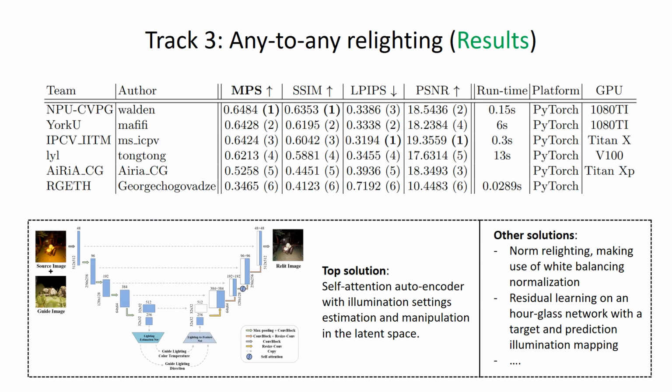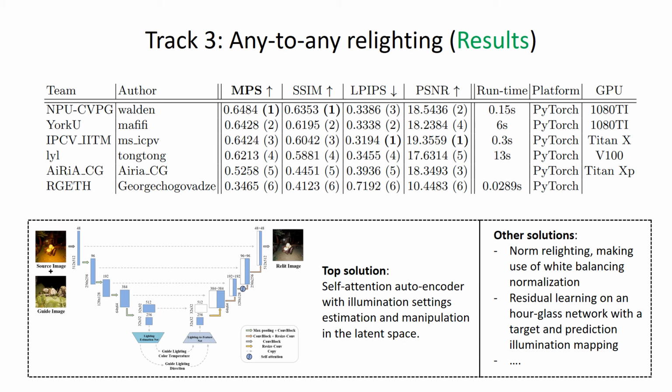We show here the results of the different teams that had final submissions to the test phase of track 3. The same metrics as in track 1 are used and shown in the table above. The top solution uses a self-attention autoencoder with illumination settings estimation and manipulation that happens in the latent space, as shown in the figure on the bottom left.